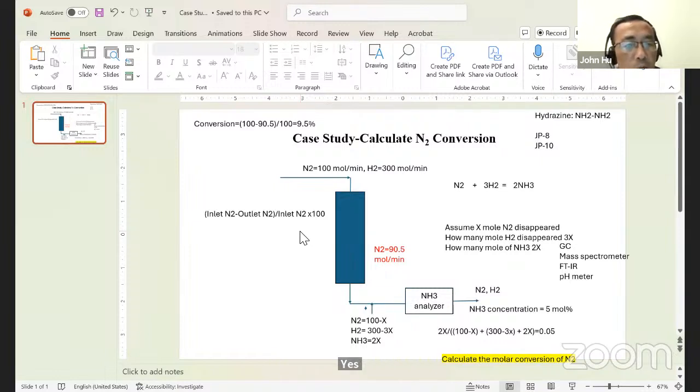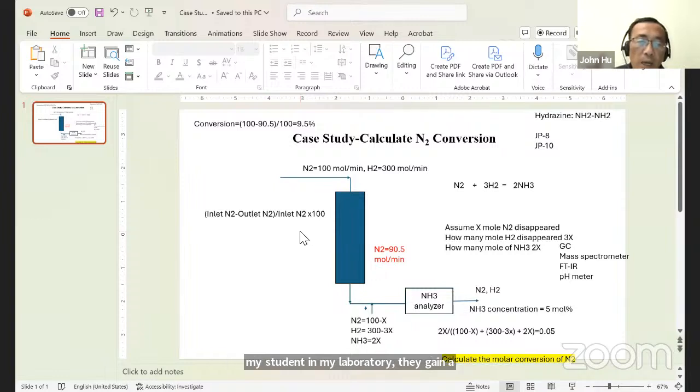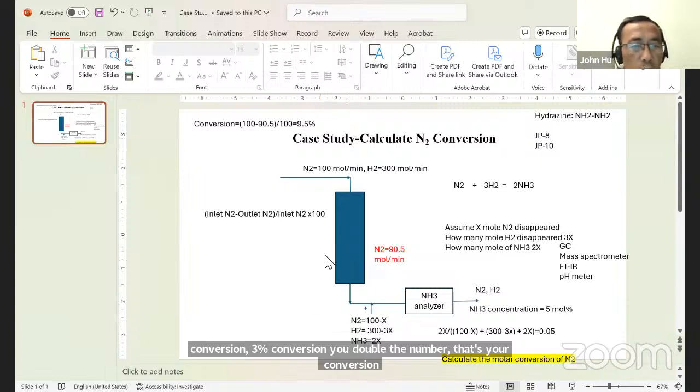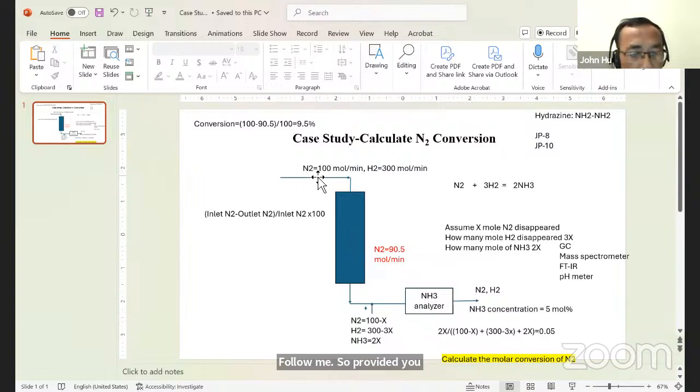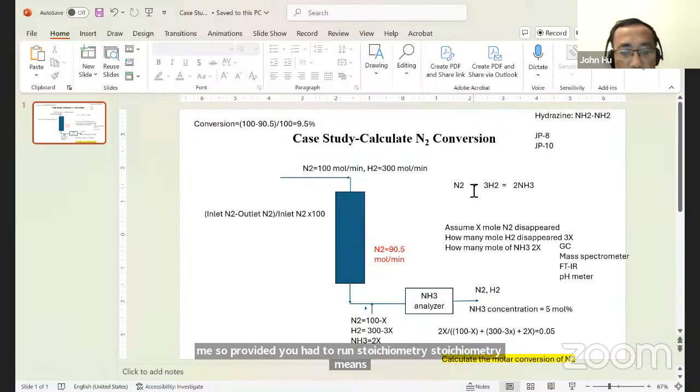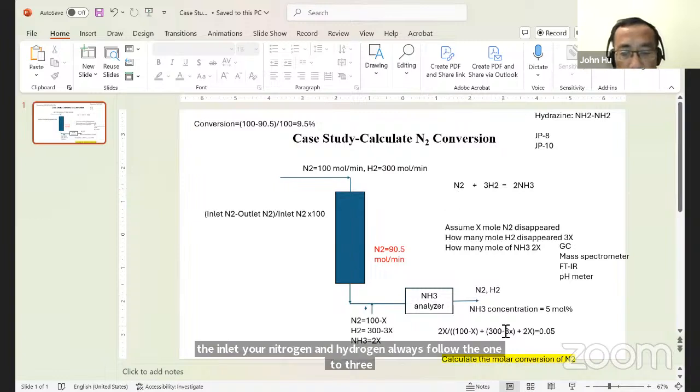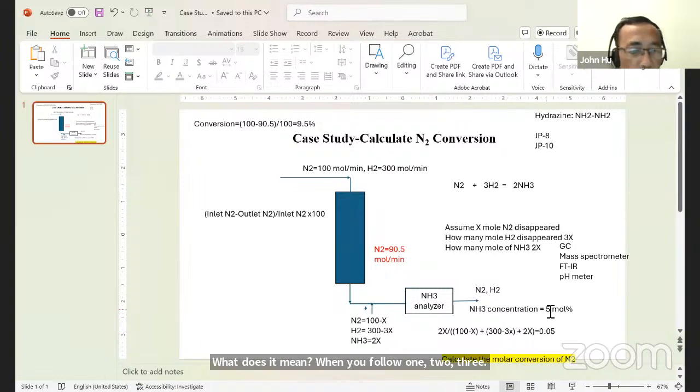I asked you to do this exercise because my students in my laboratory gain a lot of experience. Every time you see 5% conversion, 3% conversion, you double the number, that's your conversion. Follow me? Provided you run stoichiometry, meaning at the inlet your nitrogen and hydrogen follow the 1, 2, 3 ratio. Every time the analyzer tells you 5%, 10%, you just times 2 roughly. You know how much nitrogen disappeared. That's the rule of thumb. But if you change the ratio, that's a different story.